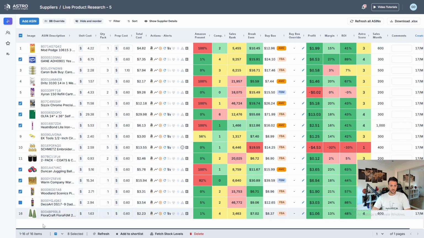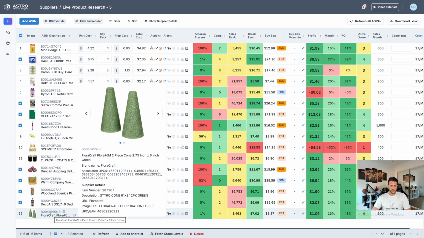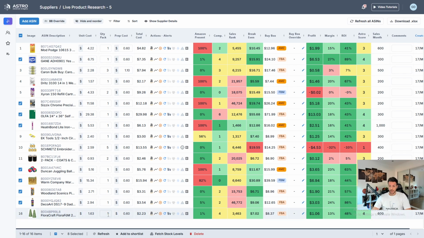And the last one is this one, and it seems like a 2-pack. It comes as a 2-pack from the supplier. That's why you got to check out your supplier description. It does come as a 2-pack. So in terms of what it writes here, 1 is correct. $1.06 worth of profit, 48% ROI. That does seem okay to me.